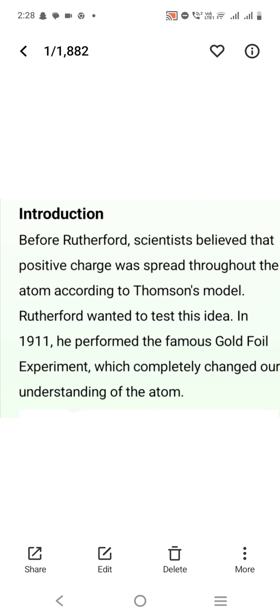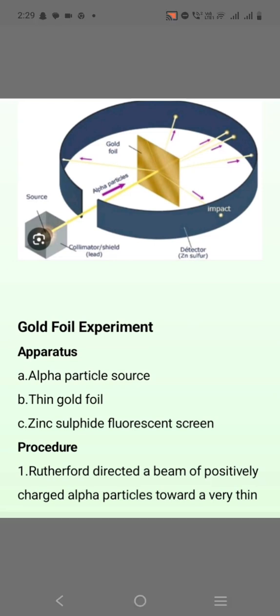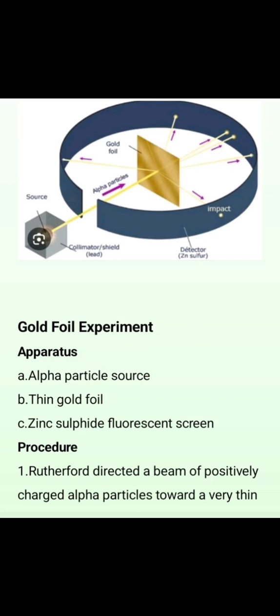I can further explain its diagram. You can see in the diagram there are three main apparatus. First is the alpha particle source, which contains the alpha particles. Second is the thin gold foil, which the rays strike. And third is the zinc sulfide fluorescence screen. This acts as a detector. You detect the radiations of the alpha particles. So you can see this diagram.